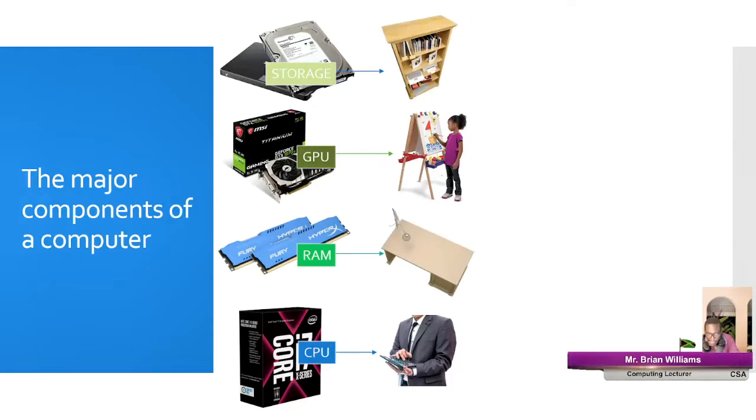We also learned that the GPU is kind of like the artist, you know? It handles everything to do with graphics. RAM is like your desk space that you have to work with. The bigger desk you have, the more things you can do at once. And your CPU is pretty much like the accountant. Him can do maths, but him can't do art, right?